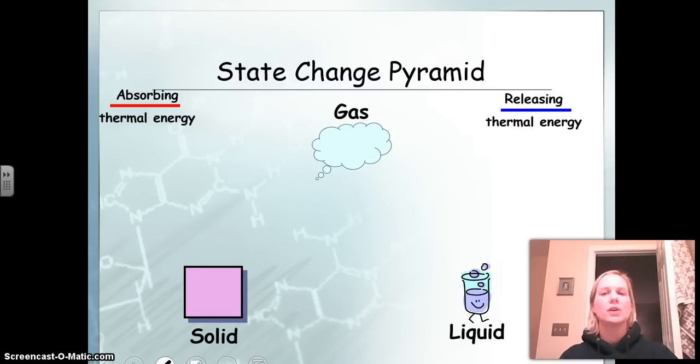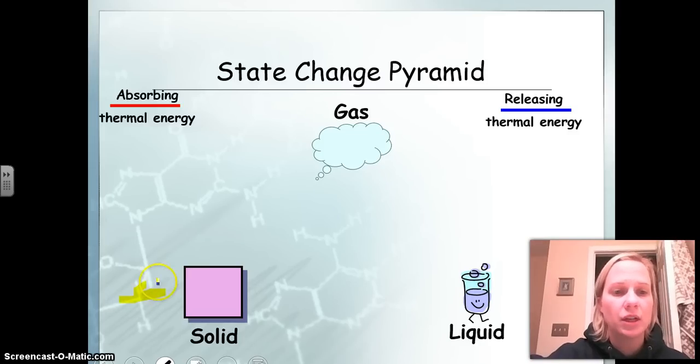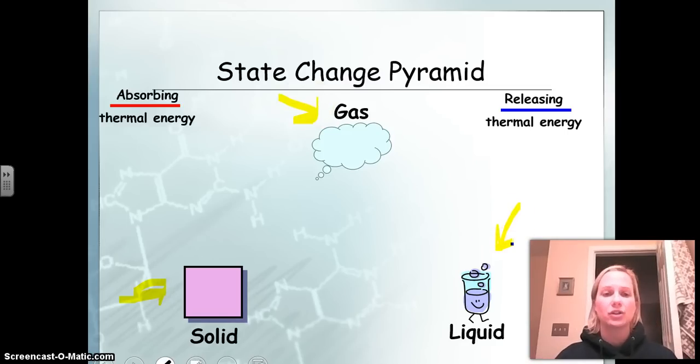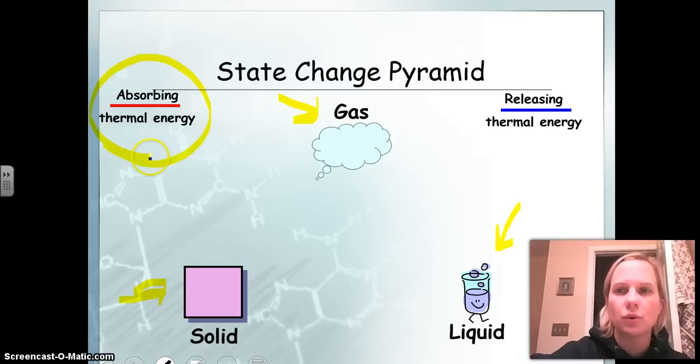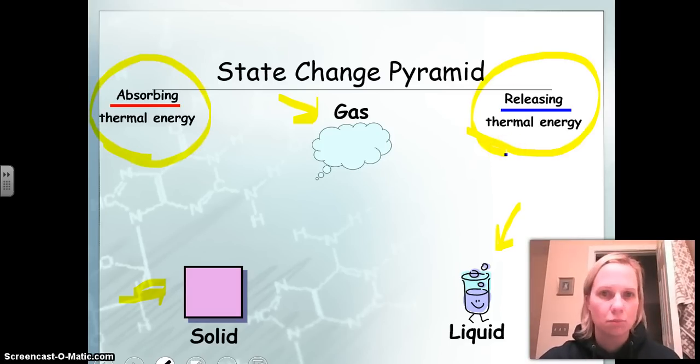All right, so a pyramid can be made, and this is something I would suggest drawing in your notes as we go through it. We've got our solid over here, we've got our gas up here, and we've got our liquid right here. We're going to go through what happens when we go from one to the next and back and forth. In your notes, I would draw something like this out so that you can put the correct terminology. The other thing to pay attention to is the different color marks or arrows or lines, which show whether energy is being absorbed or energy is being released, okay?